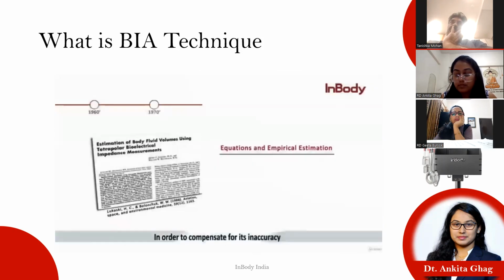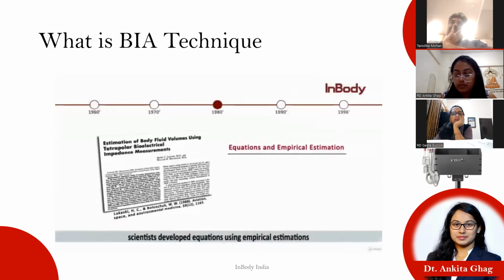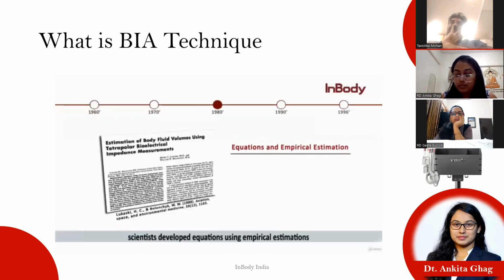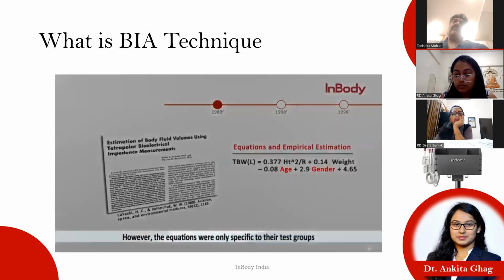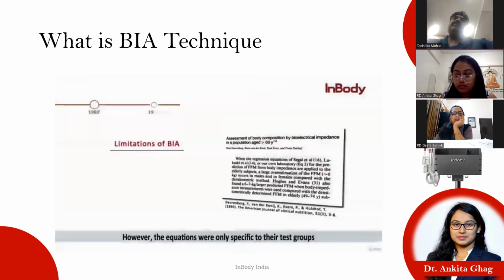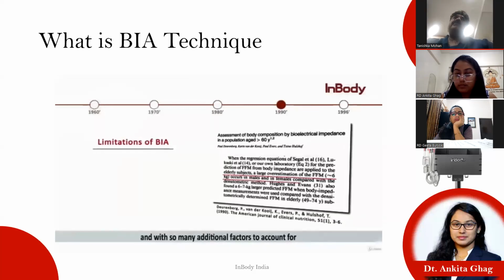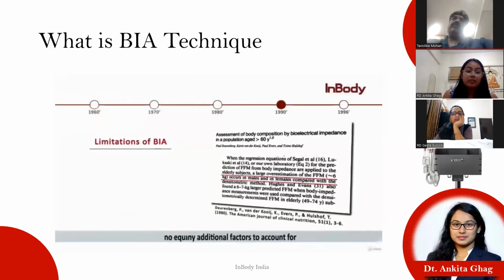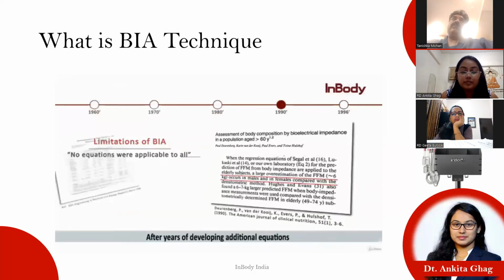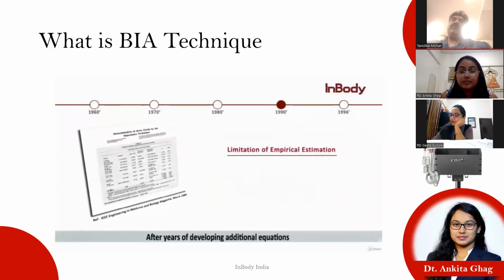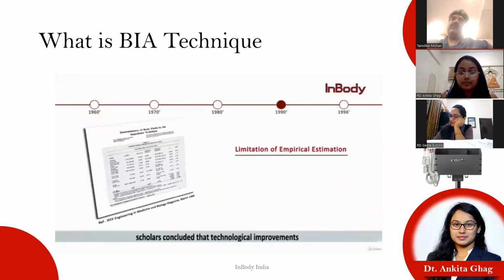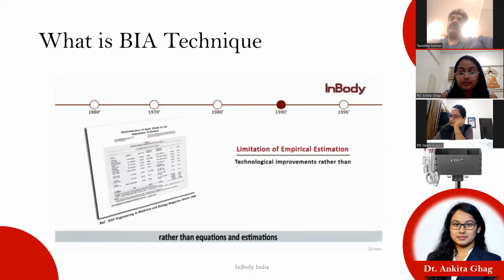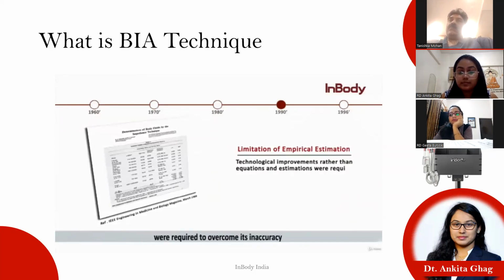In order to compensate for its inaccuracy, scientists developed equations using empirical estimations such as age and gender. However, the equations were only specific to their test groups, and with so many additional factors to account for, no equations were applicable to all. After years of developing additional equations and incorporating empirical estimations, scholars concluded that technological improvements, rather than equations and estimations, were required to overcome its inaccuracy.